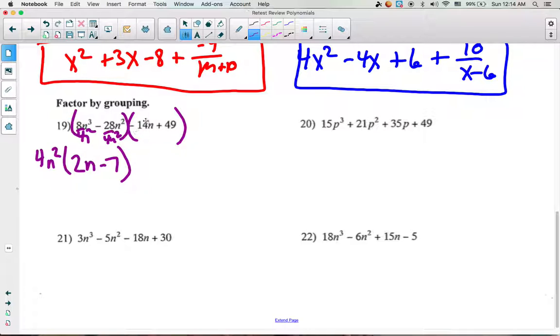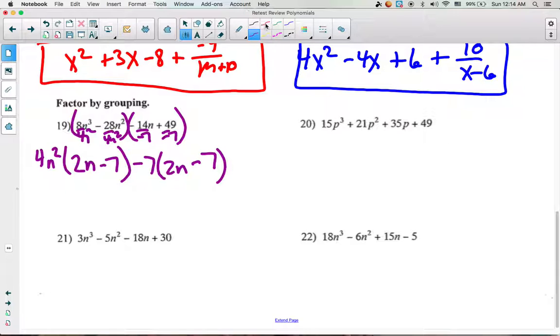We always want this first term to be positive, so we're going to take out a negative. And then the largest number that goes into 14 and into 49 would be 7. So that's my GCF. I'll put a parenthesis. Divide each term by negative 7. Negative 14 divided by negative 7 is 2. And then we have our n. 49 divided by 7 is negative 7.